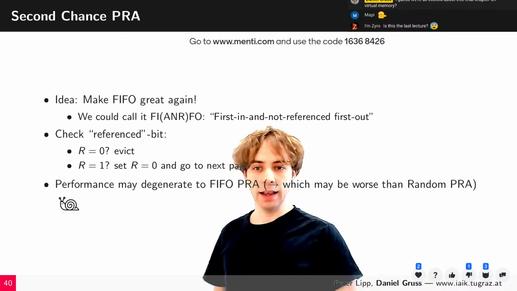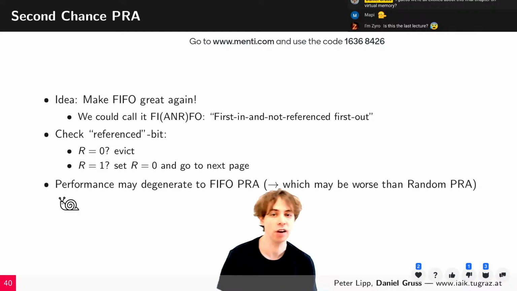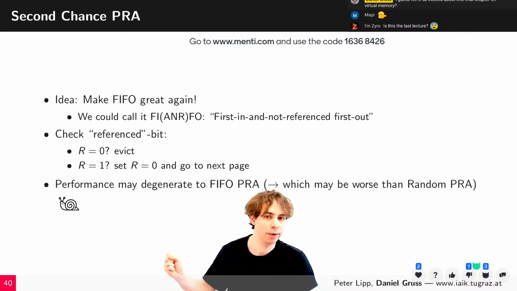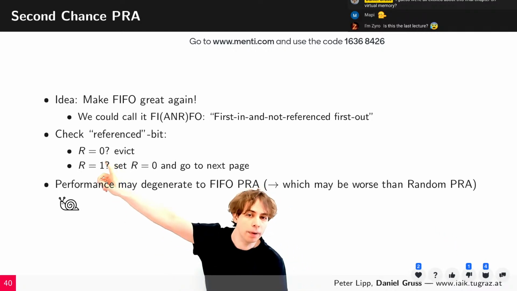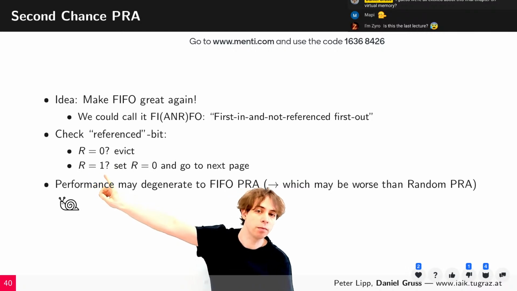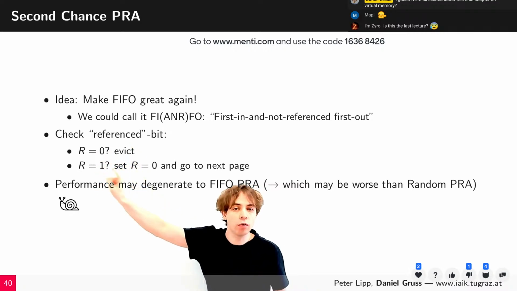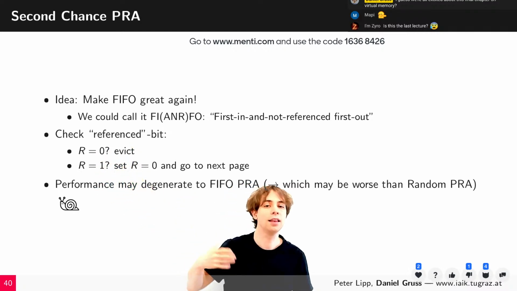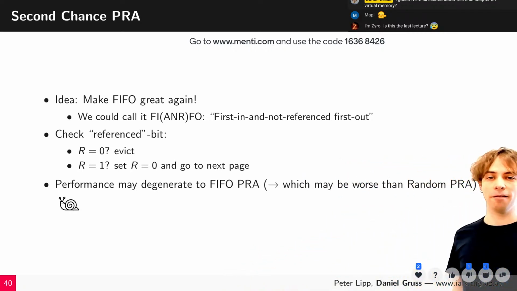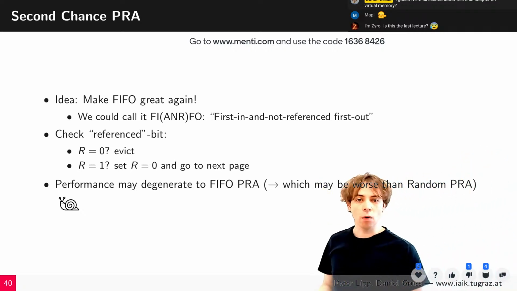Okay. Well, the performance of this algorithm here might degenerate to FIFO because we are doing something very similar to FIFO. Imagine now all the pages have R equals 0, or all the pages have the reference bit set. So R equals 1 for all the pages. Then we first run through this algorithm, and then basically we have FIFO again, because it's not making a difference anymore between the pages. So what can we do?